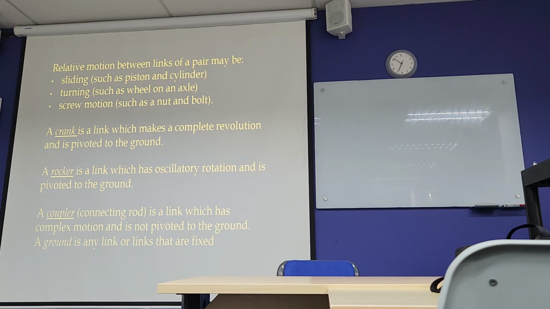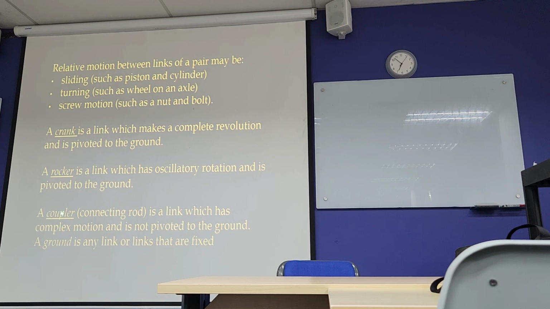So the crank is a link which can make a complete revolution. It's connected to a motor, so the motor can rotate the crank through 360 degrees. A rocker is a link which has oscillatory motion and is pivoted to the ground. So a rocker is a different type of link. We can have a look at the rocker later.